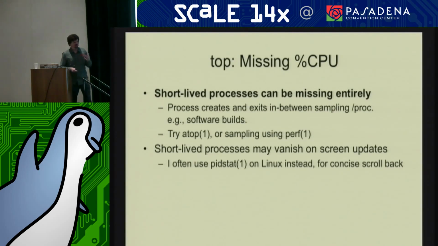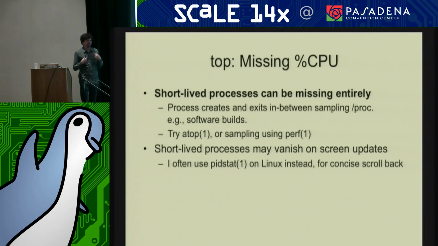Well, it can be, and I've heard of this being posed as an interview question. Short-lived processes can be missing from top. So if you've ever done a software build and you run top, all those short GCC processes and make and Bourne shell, they disappear. So you don't see them in top's output. You can use things like atop, which does event-based statistics, and perf to get around that.